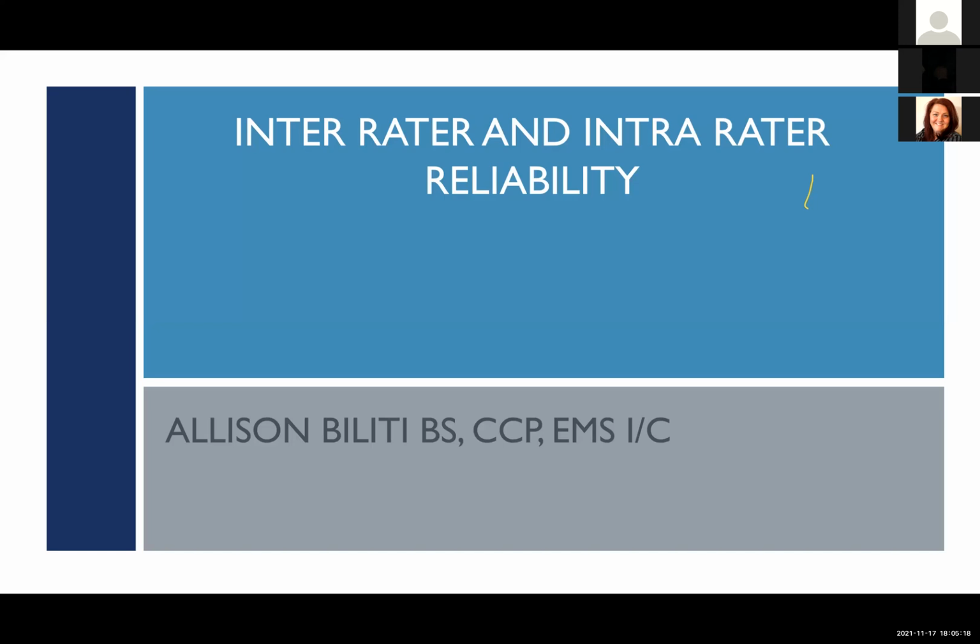And what does that mean? We don't expect students to come out and practice at an experienced provider level. So we need to make sure that when we are in an evaluation setting, we remember that and evaluate for entry-level provider practice. Today, we are going to discuss inter-rater and intra-rater reliability of EMS evaluators specifically, and how they rate EMS student performance on psychomotor skills or during a psychomotor exam.